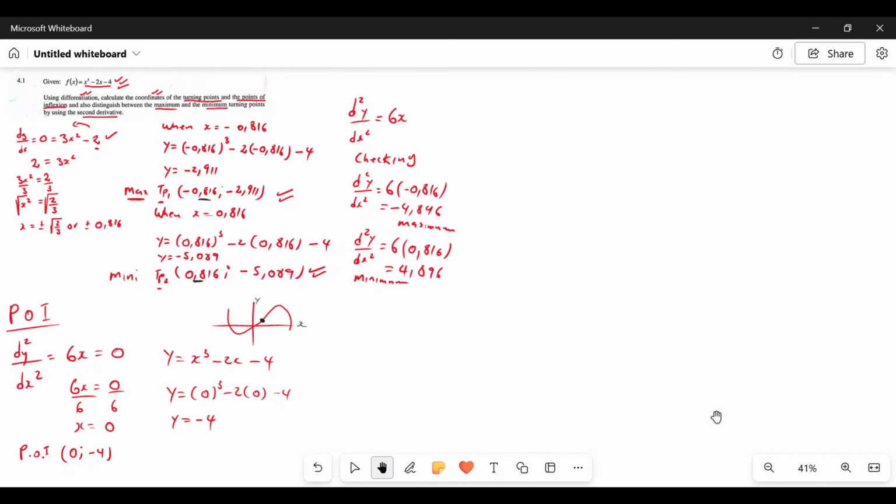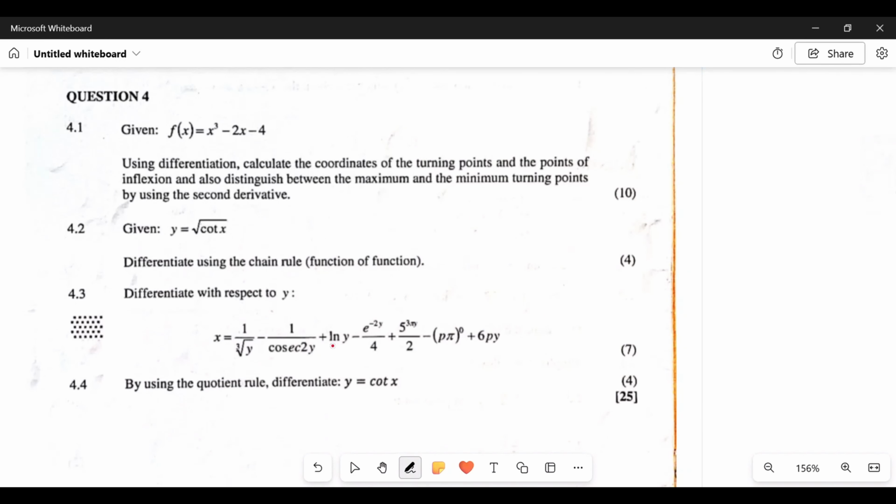We are done with 4.1. I hope it was not as challenging as it seemed. So let's go and do 4.2. Now that you're done with 4.1, let's look at 4.2. Now here's our 4.2, guys. I'm gonna copy this question, paste it where there is space, and let's solve it.